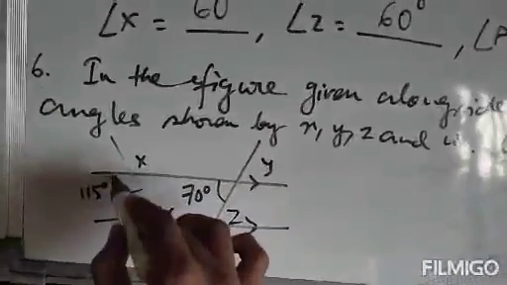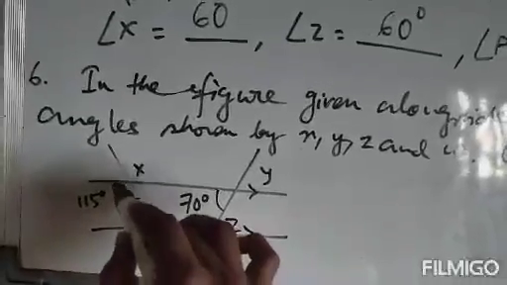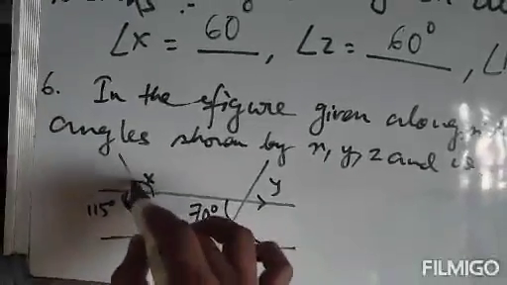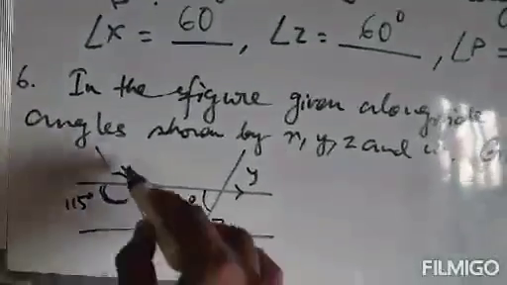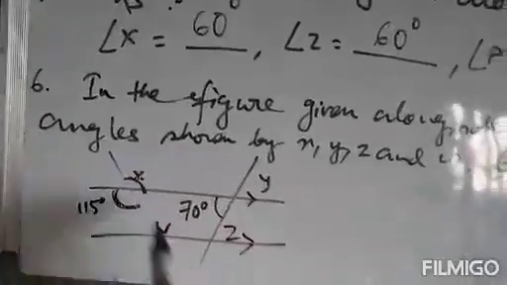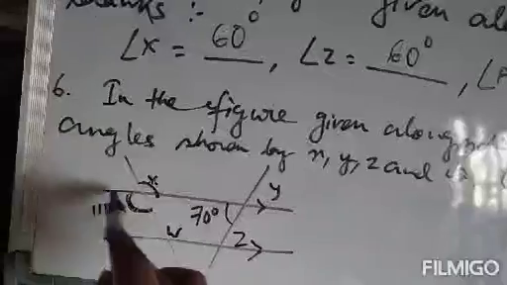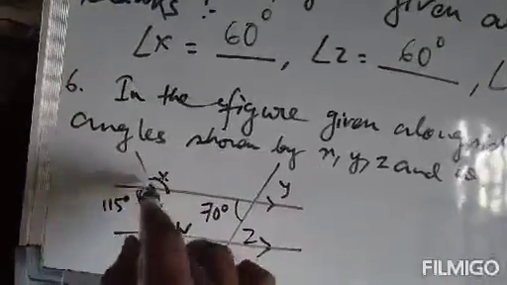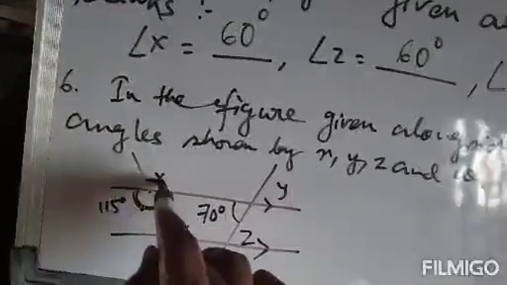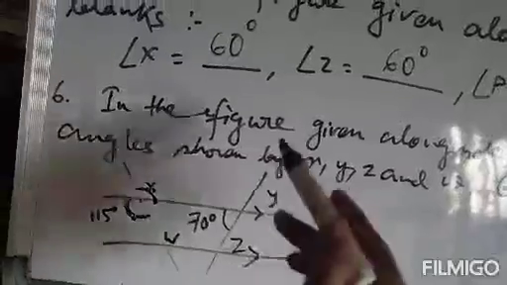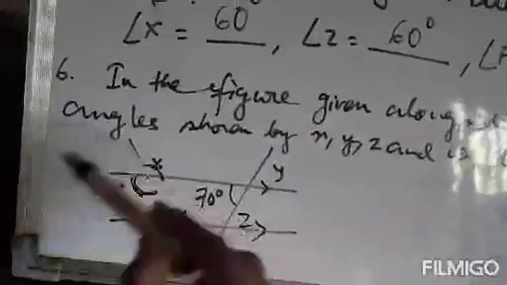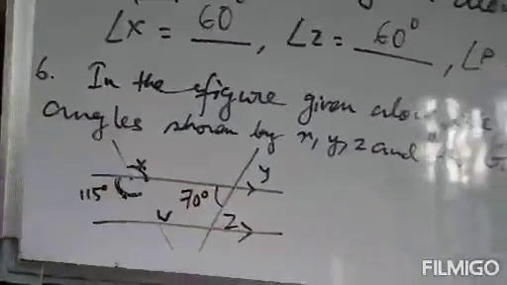See, this is the 115 degree given. So if this is 115 degree, this angle will also be 115 degree, because these two are vertically opposite angles. This is the parallel line and this is the transversal. So the transversal and parallel line both intersect at this point, and these two angles are opposite to each other. Therefore these two angles are vertically opposite angles, and vertically opposite angles are equal. So on that concept we can write angle x equal to 115 degree.